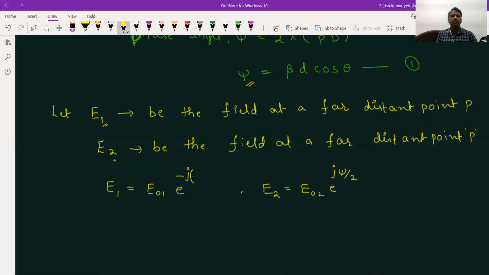Okay, e power minus j psi by 2 plus pi. Pi is 180 degrees, and that 180 degrees is included here. And it is E naught 2 e power j psi by 2. Now if you observe, this psi by 2 is the phase difference due to the second element, and psi by 2 plus pi is the phase difference in the first field component.